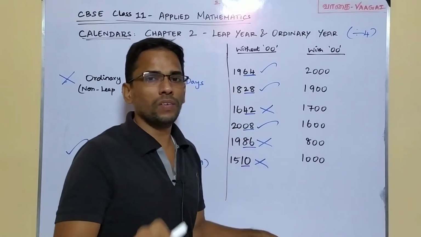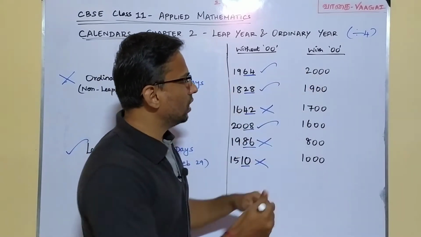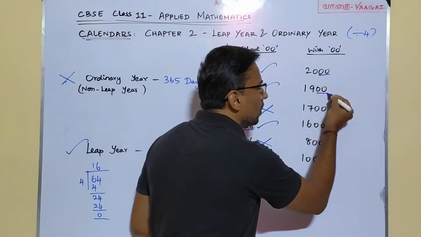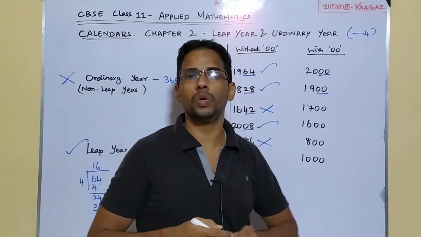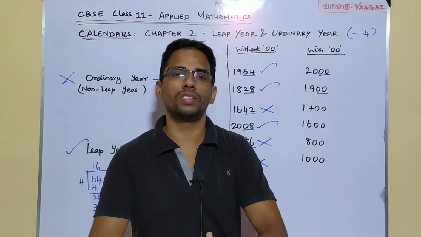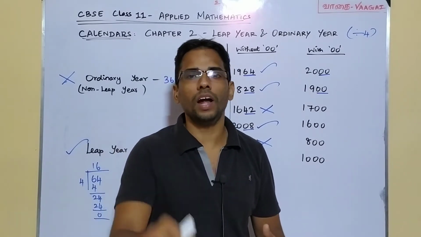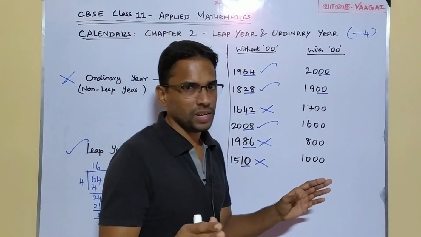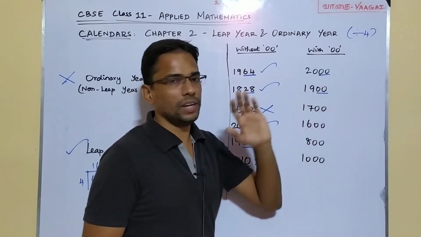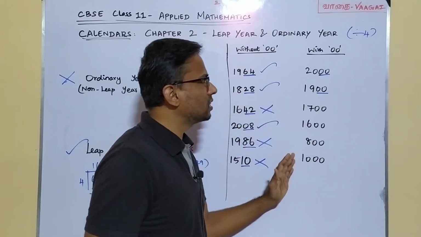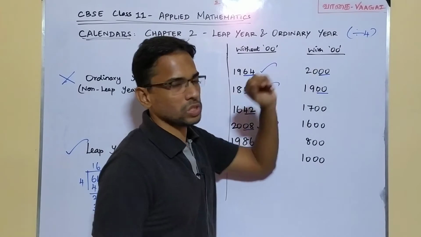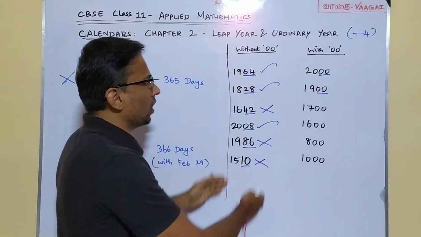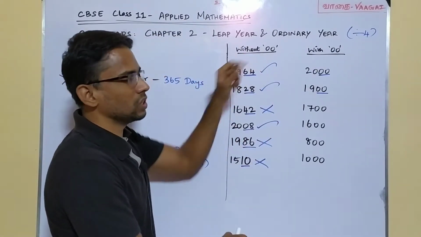So when you are given a year which is going to end with double zeros like this, what you should do to check whether the given year is a leap year or not, that we are going to do now. Yes, ready? Fine. Now we'll come to the next category, the years which end with double zeros. Here in the first column we had all the years that do not end with double zeros.